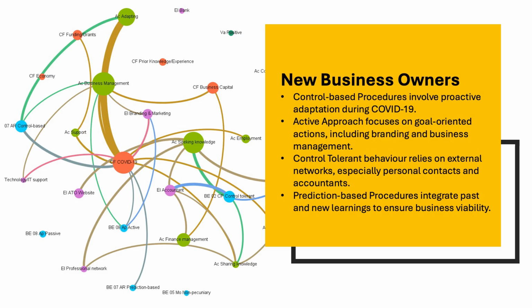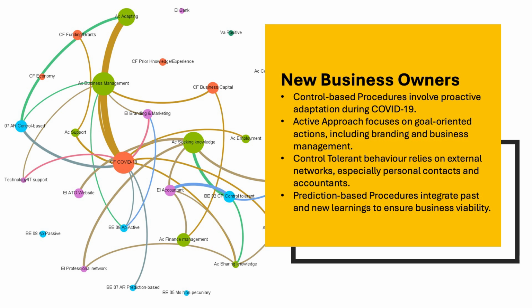This is a network diagram that represents the new or single small business ownership group. This group was characterized by 4 key behavioral patterns: control-based procedures, control-tolerant, active approach, and prediction-based procedures. Each of these behaviors has specific relationships with other coded concepts and contextual factors, particularly COVID-19.